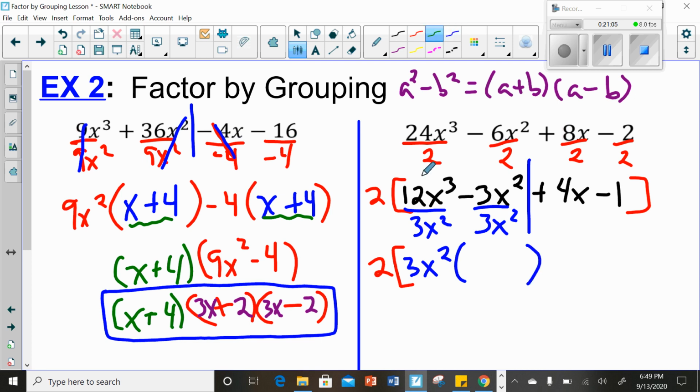And so I've got 12 divided by 3 is 4. And then 3x's minus 2x's is 1x. And then the 3's here cancel and the x squareds cancel. So again, anything divided by itself is 1, so we have a minus 1. Notice that here the 4x matches the 4x and the minus 1 matches the minus 1. And there is no GCF. So how do you deal with that situation? So that's possibly where you got stuck.